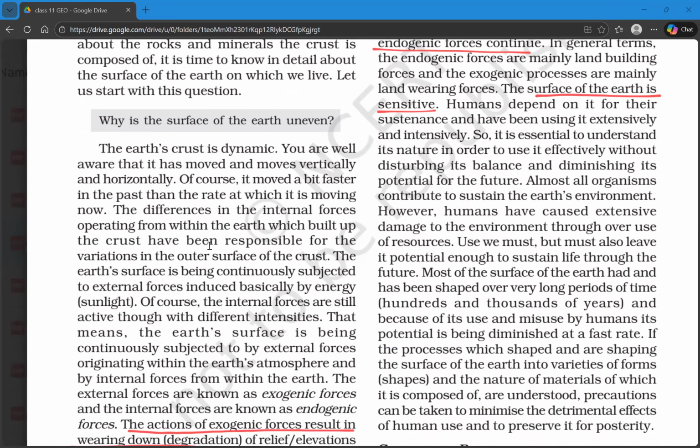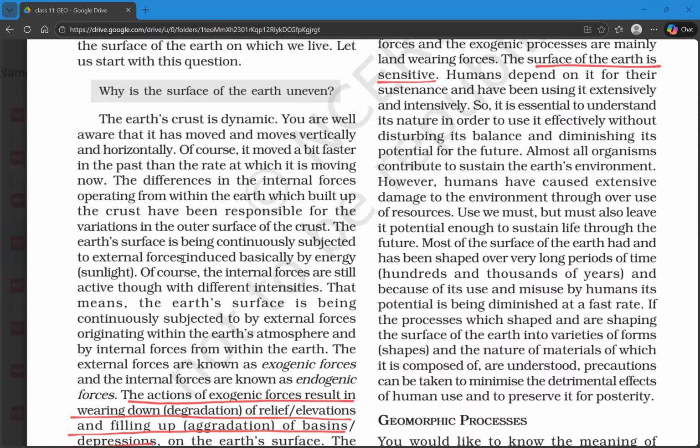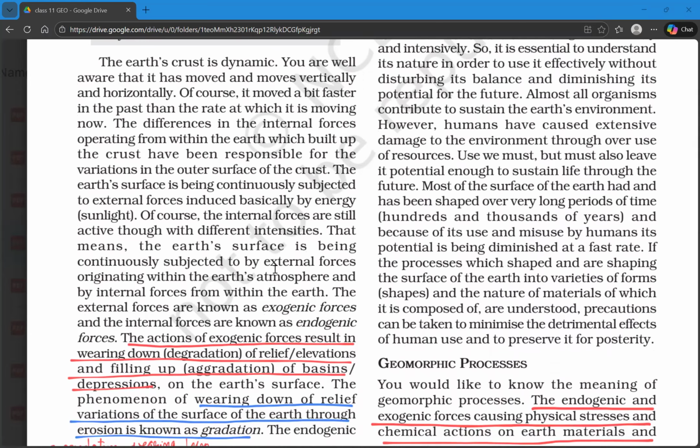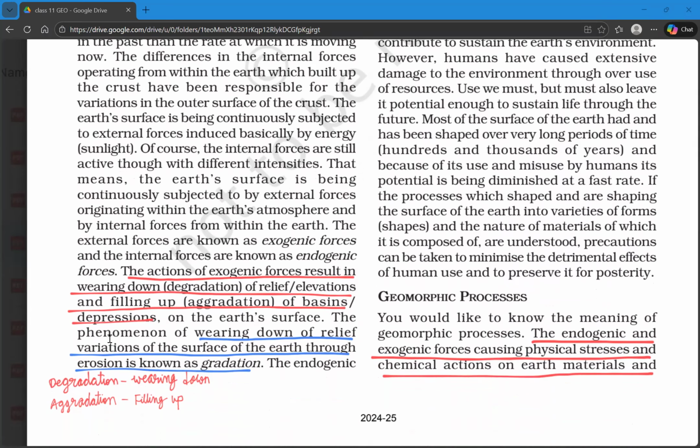The Earth's surface is being continuously subjected to external forces, including basically solar energy. So the Earth's surface is subjected to sunlight also. Of course, the internal sources are still active, though with different intensities. That means the Earth's surface is being continuously subjected to external forces originating from within the Earth's atmosphere and to internal forces from within the Earth. There are names that have been given to internal and external forces also. The external forces are called exogenic, whereas the internal forces are known as endogenic forces.